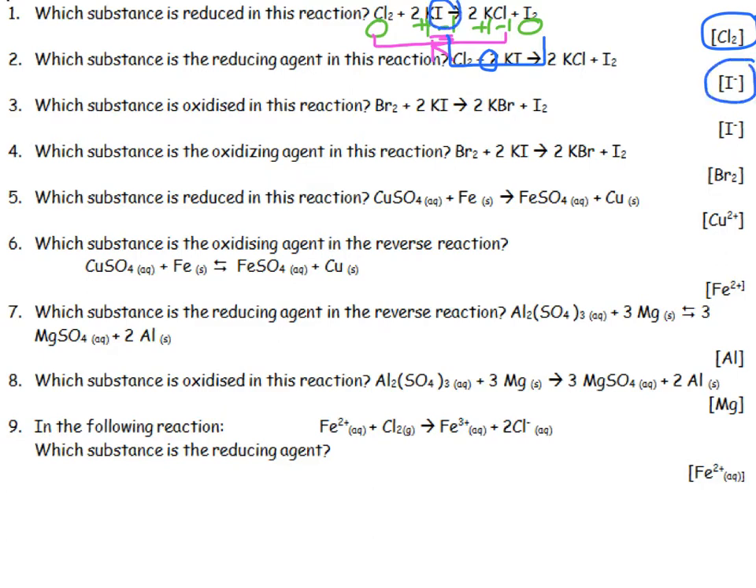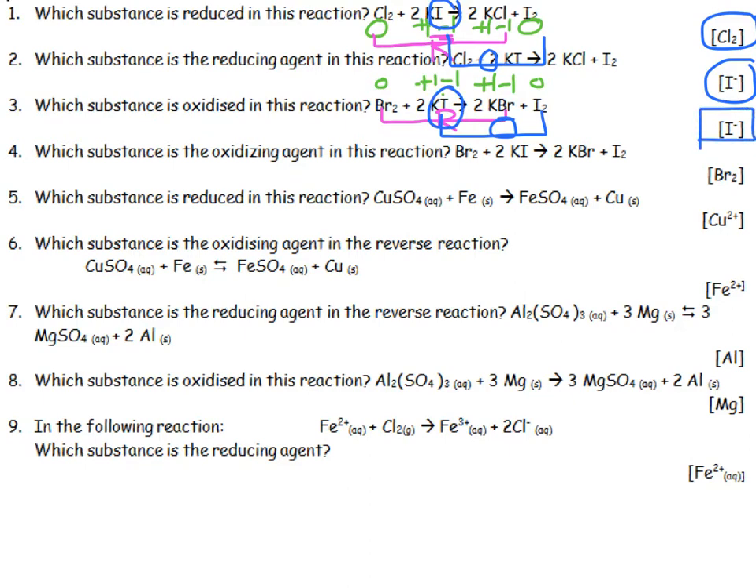Which substance is oxidized in this reaction? Once again, we're going to go through the process. So it's 0, 0, +1, -1, +1, -1, +1, -1. So if I'm going to now show myself, the reduced is that, and my oxidized is that. And the question is, what is oxidized? So it's the iodide ion again.